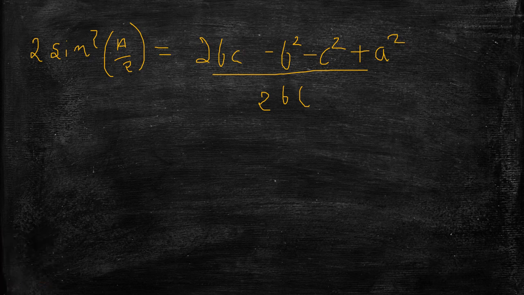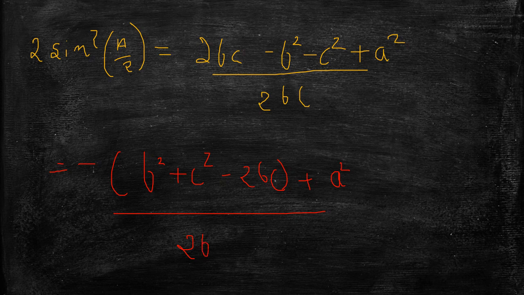Here I will take the negative as common. So I can write this as negative of (b² + c² − 2bc) plus a², upon 2bc. Now what is this? This is (b − c) whole squared. So this part is (b − c)², and this is a².